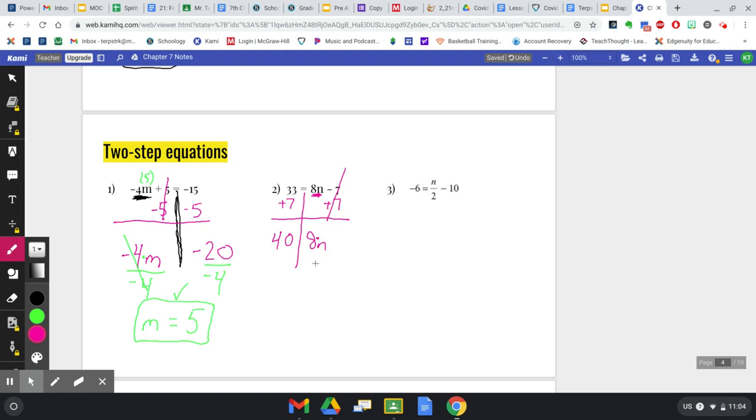So 8 times what is 40? We can figure that out by dividing both sides by 8. 40 divided by 8 is 5. So again, 5 as the solution. Just coincidental there.